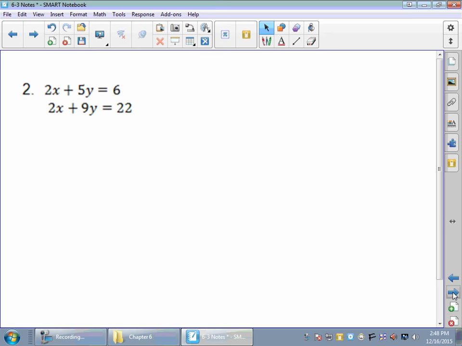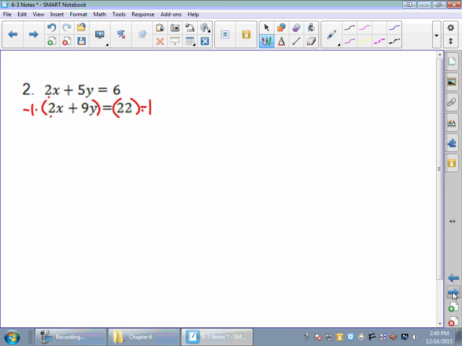Example 2 here. I notice that I see a common coefficient of 2 for my x values. So if I add opposites, they will go away. I know we could subtract, but we're not going to subtract. We're actually going to multiply through by a -1, and that will take care of it. We always mess up our subtraction with positives and negatives, so this is going to fix that for us. So we're going to multiply both sides by -1 of one of the equations.